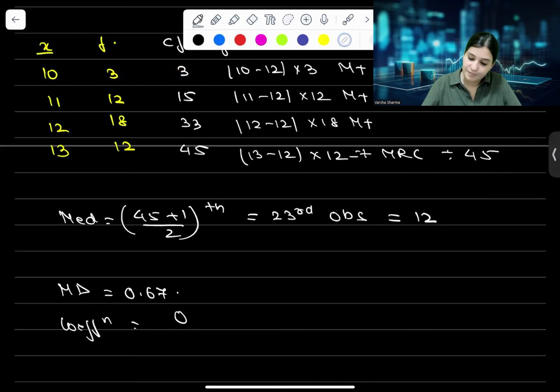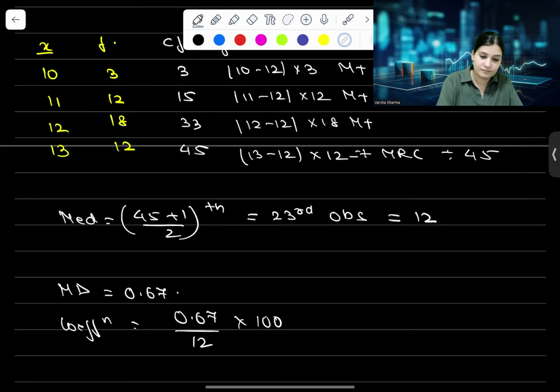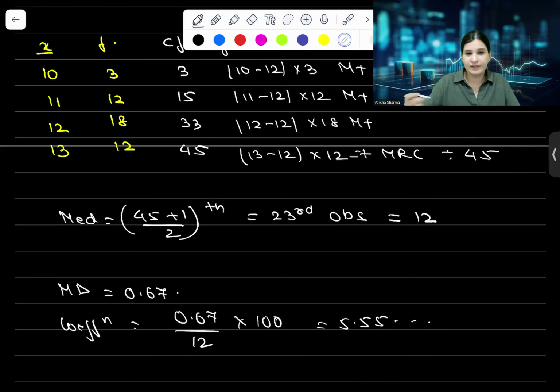Coefficient will be mean deviation by median into 100. Answer. 5.56, whatever is there. Any doubt? No, ma'am.